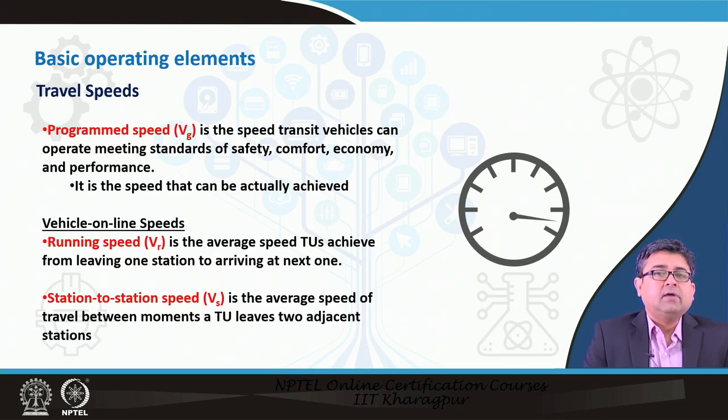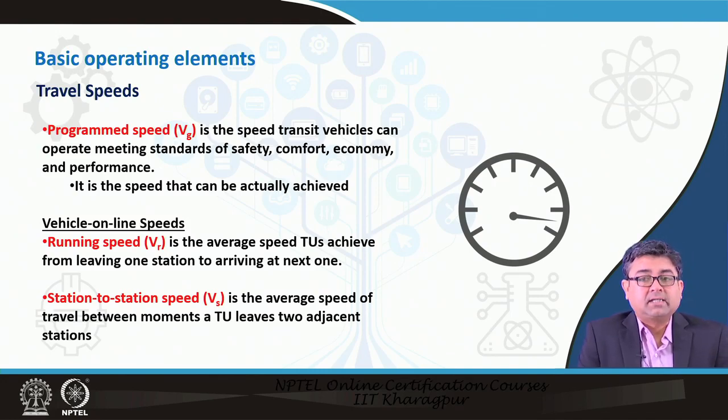The next category of speeds that we have to be aware of are the vehicle online speeds. Now, when the vehicle is running, or when you are on a vehicle on a transit line, what are the different speeds that can be defined? First one is the running speed. So, when we say running speed, it is the average speed TUs can achieve from leaving one station to arriving at the next one. Okay.